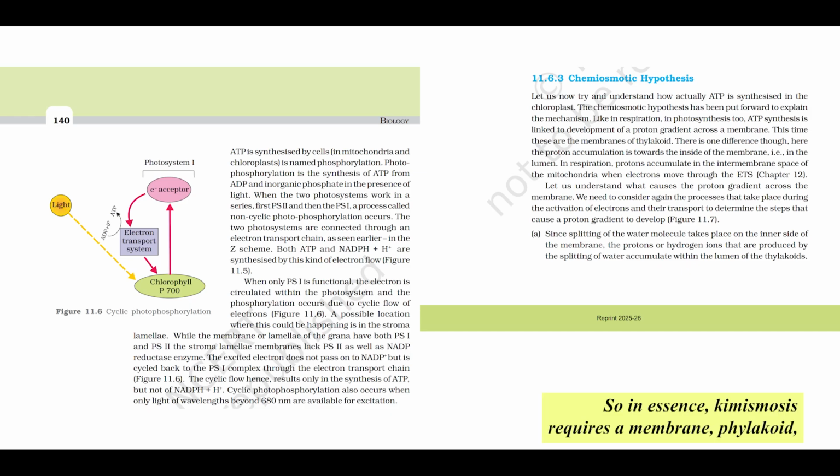So, in essence, chemiosmosis requires a membrane, the thylakoid, a proton pump, the ETS, a proton gradient, and the ATP synthase enzyme. Energy from light is used to build the gradient, and the flow of protons down the gradient through ATP synthase powers ATP production, a truly elegant biological machine.